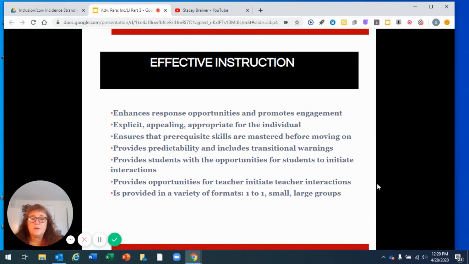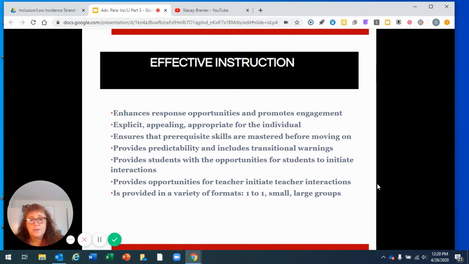We also want to make sure we're giving them lots of opportunities to initiate interactions. Very important. This is where they are working with their peers, whether it's interactions between themselves or between student and teacher. We want to make sure that they are initiating the interaction and not always waiting for us to do the prompting. And we want to provide a variety of formats: one-to-one, small group, or large group.